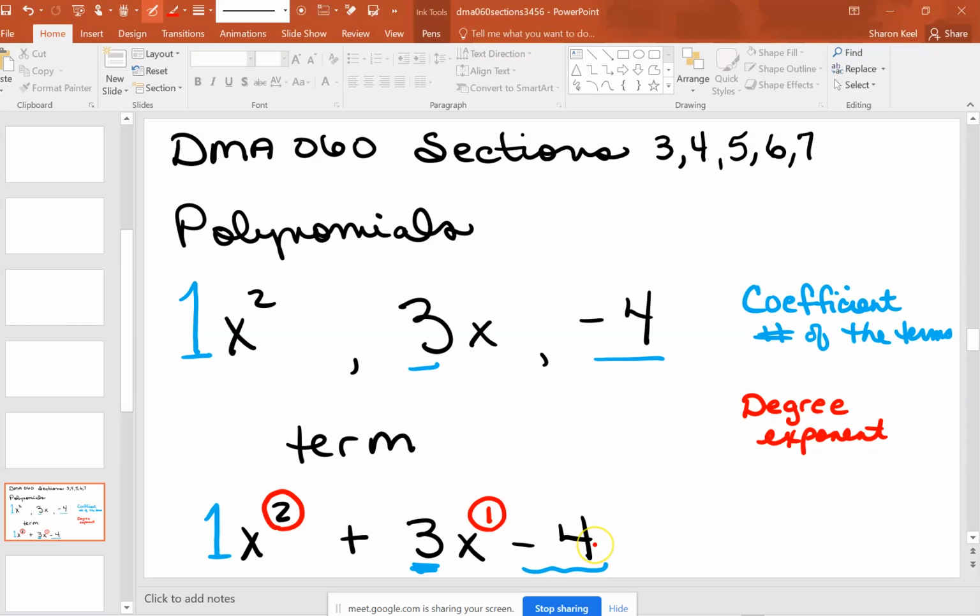This one, we don't even see a variable. If you recall from our lecture the other day, if you ever have something to the power of 0, x to the 0 is technically the number 1. And 4 times 1 is still the -4. The degree of the whole number is going to be the value 0. That will be the degree.